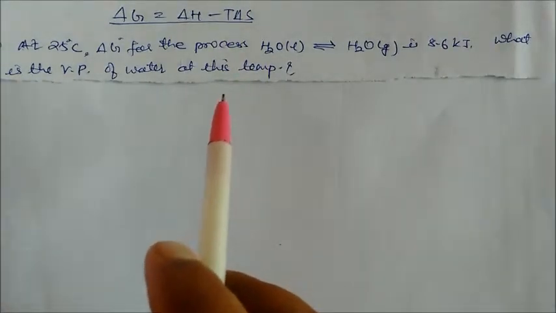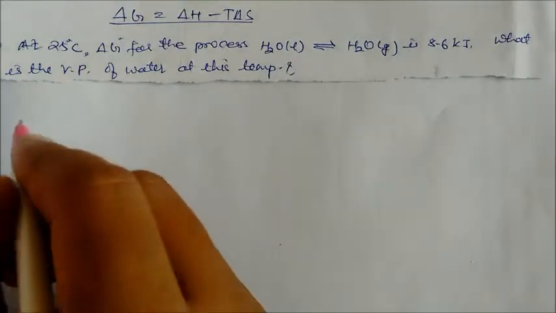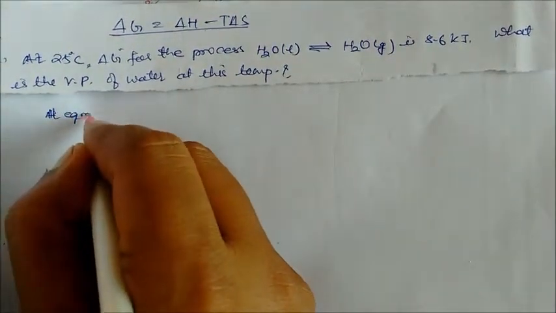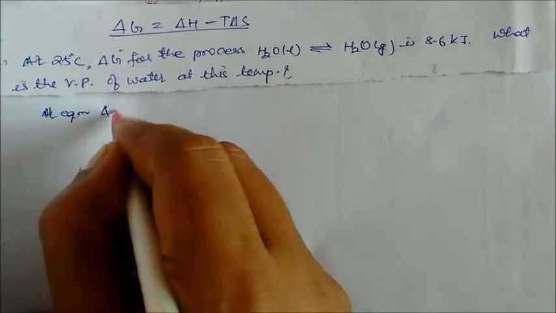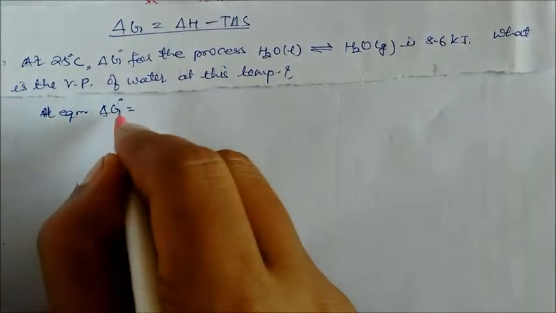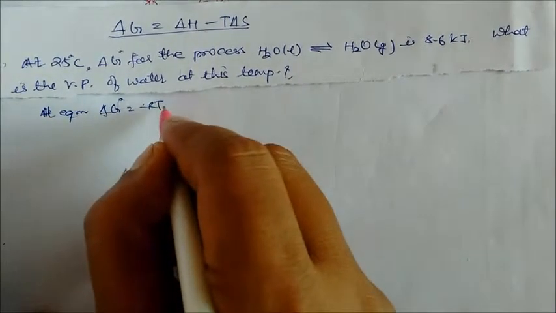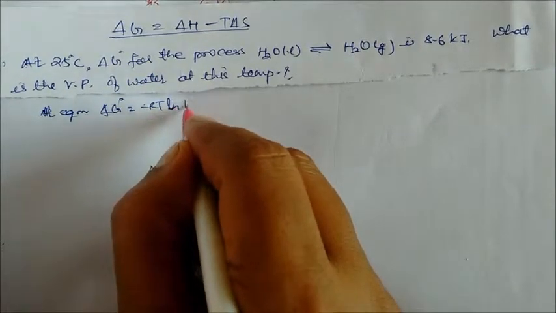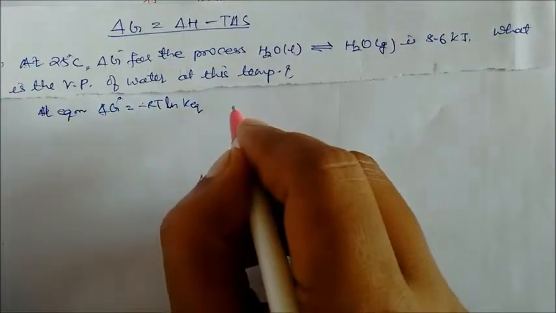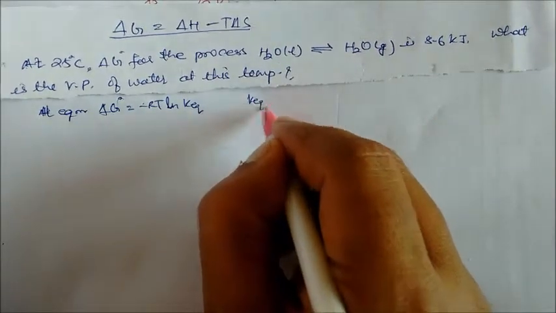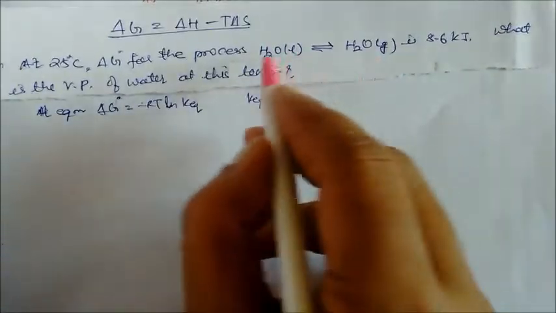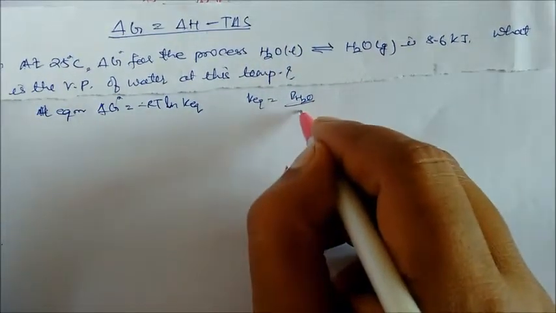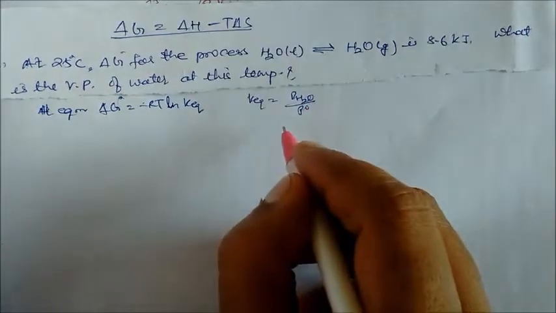So we have to find the vapor pressure. First, at equilibrium, what happens? We have delta G standard equal to minus RT natural log K equilibrium. So what is K equilibrium? Here K equilibrium is nothing but the partial pressure of water divided by the standard pressure, that is 760 millimeter.